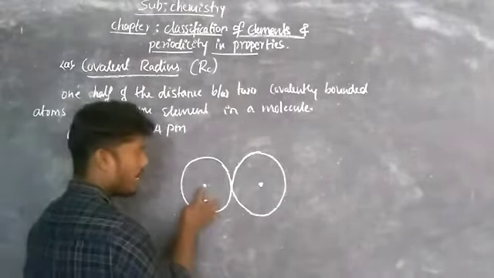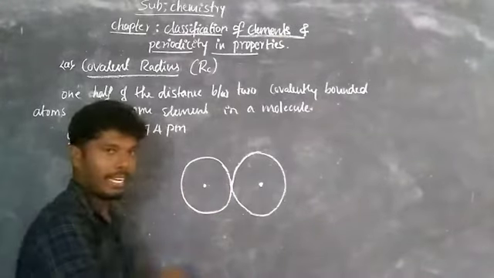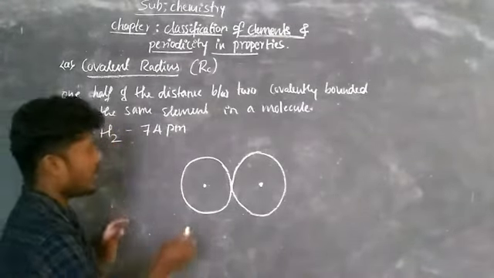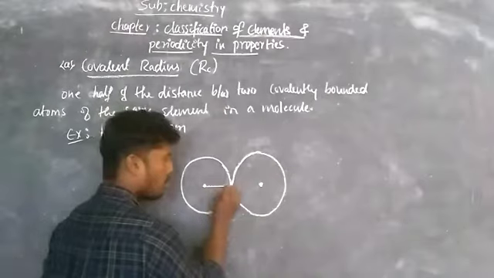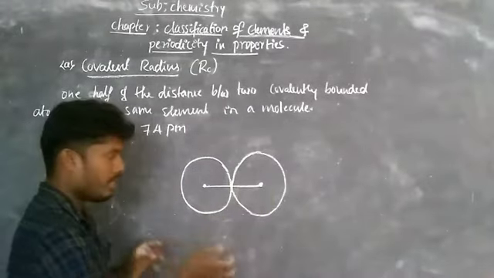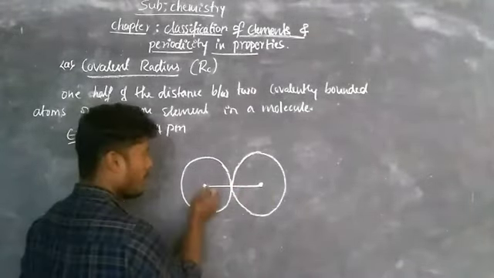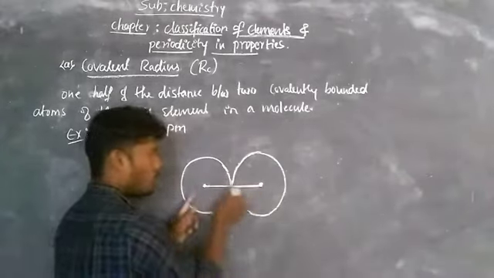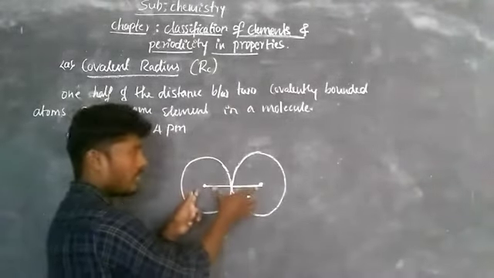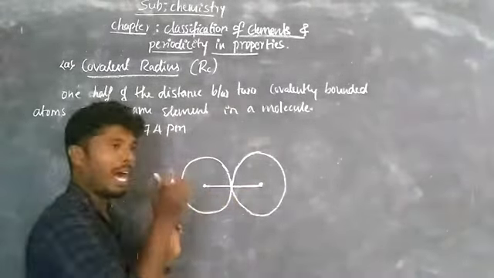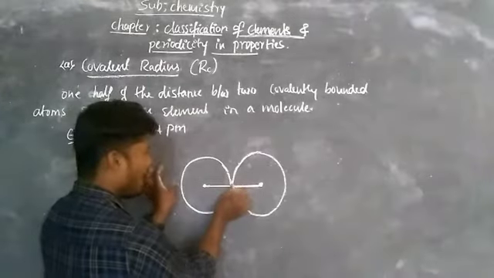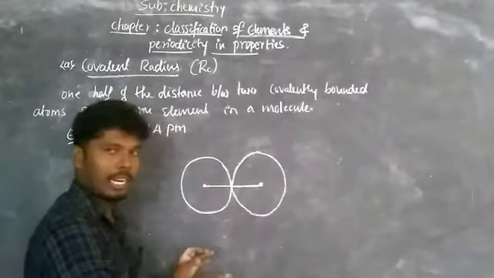So the center of the nucleus is the center of the atom. Here the covalent radius is where the two atoms are close together. This whole thing is not the covalent radius. This is the radius of these two atoms. This is one atom's radius, and this is the other hydrogen atom's radius.